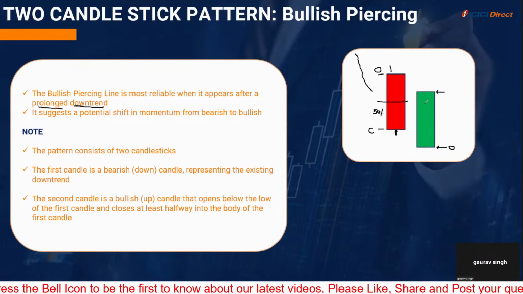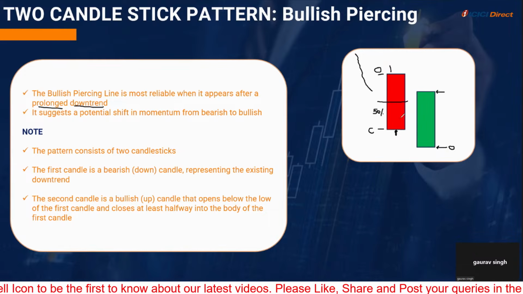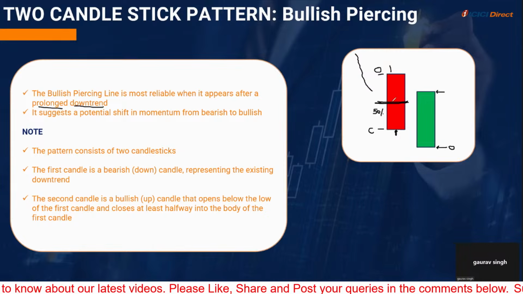It should close minimum halfway above the previous candle's body. So if this candle's body is this, this would be the midpoint. So my green candle should close at least above this midpoint range. Is this clear? ये 50% आधे के ऊपर हमें क्लोज होना है. Is this clear?